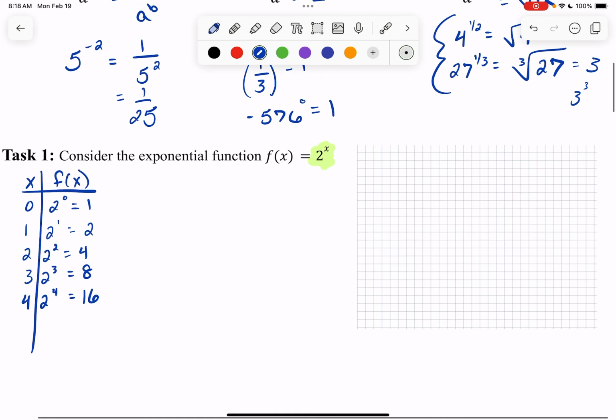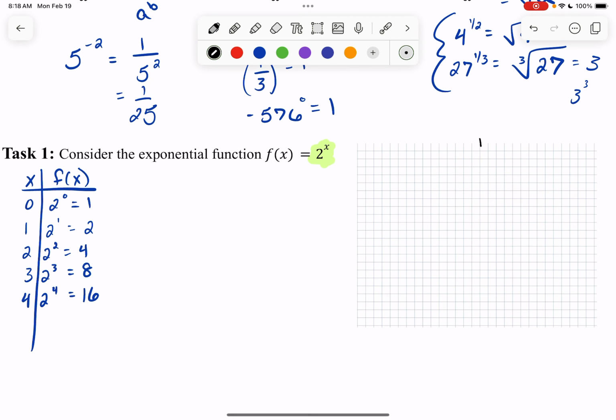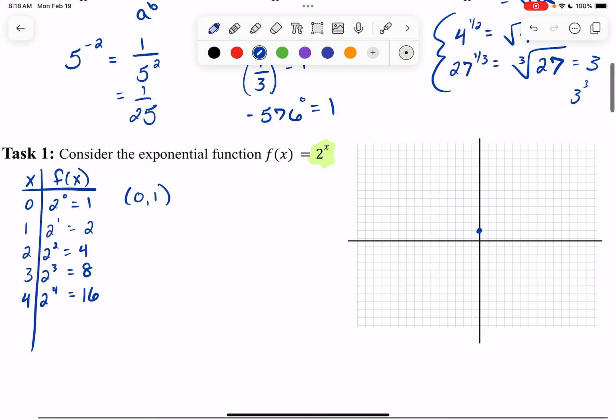Okay, so let's get these points into a graph. Let's graph these guys up. That's a little low, but that's all right. So we would have the point (0, 1), point (1, 2). Okay, that looks pretty good. Have the point (2, 4).